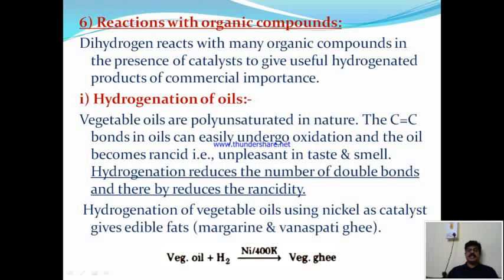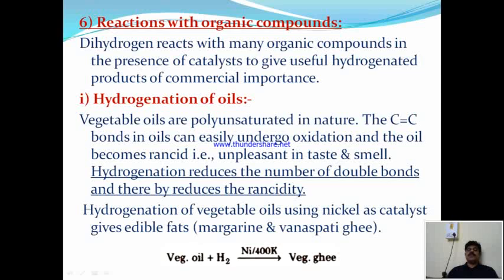Sixth chemical property is reaction of hydrogen with organic compounds. Children, hydrogen reacts with many organic compounds in the presence of a catalyst to give useful hydrogenated products of commercial importance. One of these is hydrogenation of oils.